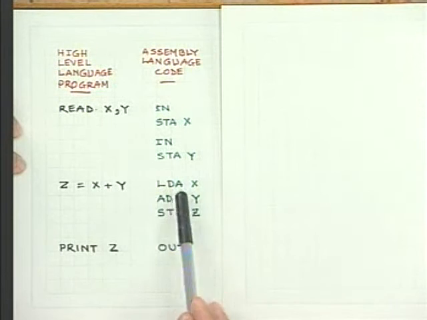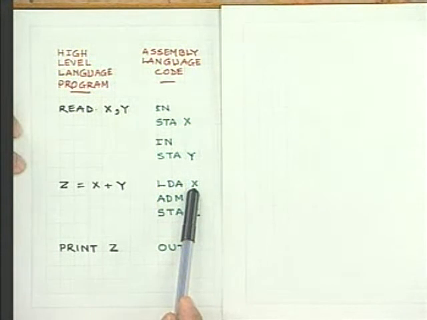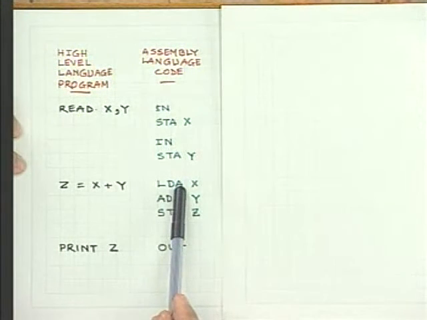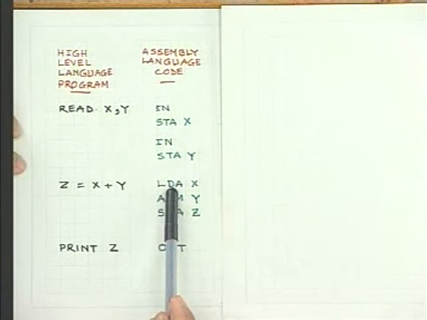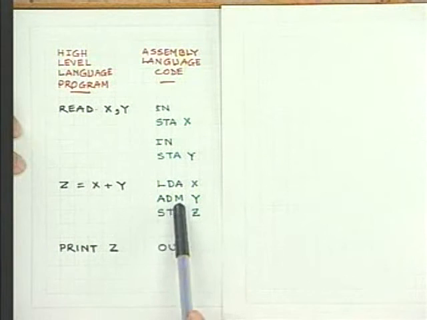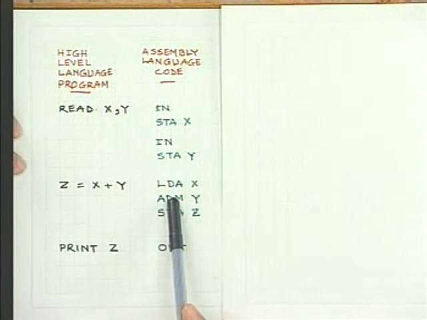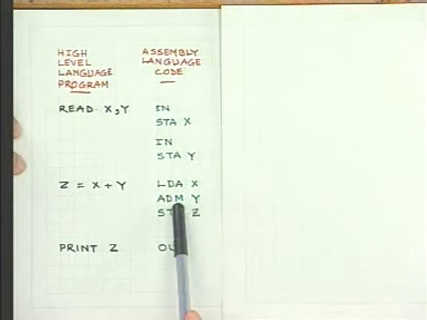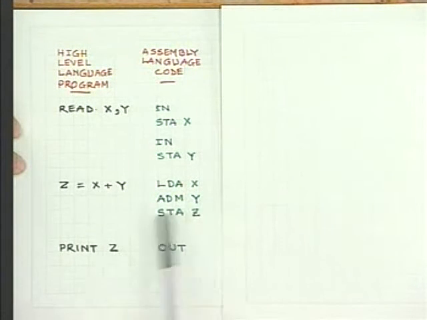What I am doing is, from the memory location x, I am loading into the accumulator the 2 bytes: load accumulator x. Then I am saying that to that accumulator, add the content of memory location y. Add memory y.